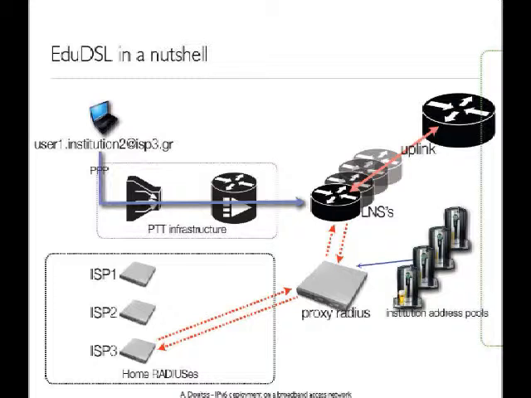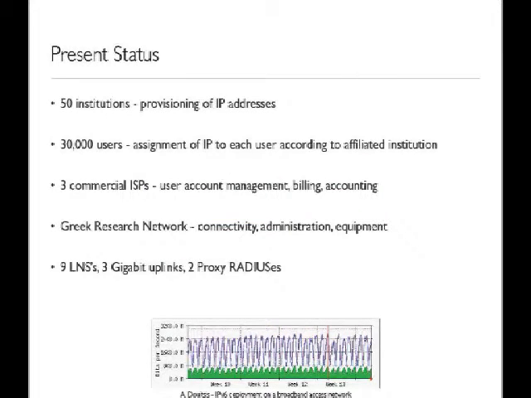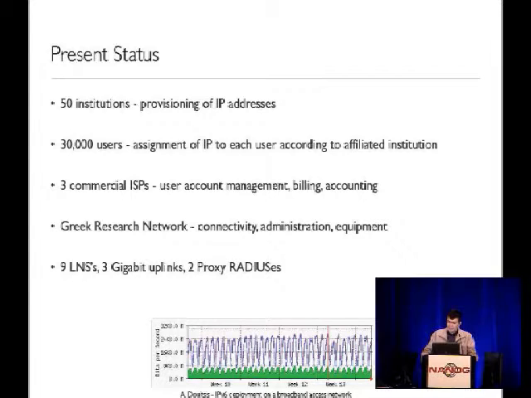Okay. So the present status is that the EduDSL, the Greek Student Network, services students from like 50 academic institutions within Greece. This is about like 30,000 users. The important thing to note here is that each user has a particular affiliated institution. So this user must receive an IPv4 or IPv6 in the future, right? An IPv6 from his or her affiliated institution.